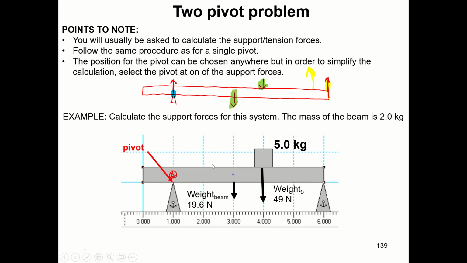This problem is a bit more complicated than the last one, so I'm just going to have everything done in numbers. This is going to be the support force over here at the pivot point. We'll worry about that later. This here is, well, let's call it F2. We want to find this one.